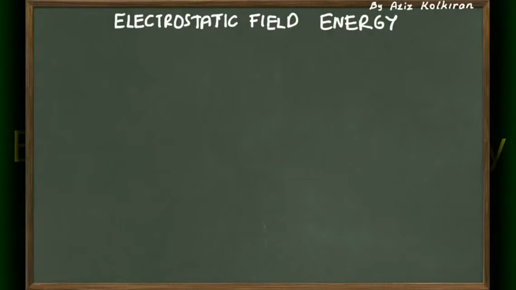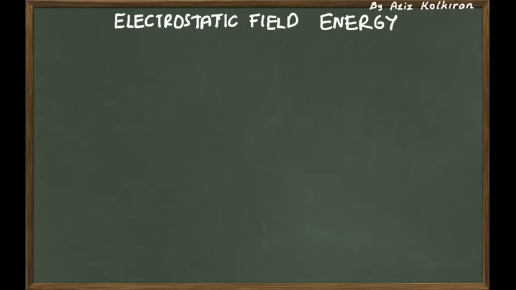I will start with a new concept of electrostatic field energy. So far, in previous chapters, we have defined some quantities which are related to energy. One of them was the potential. If you multiply the potential difference of two points by charge Q, you find the potential energy difference of any charge going from one point to another.